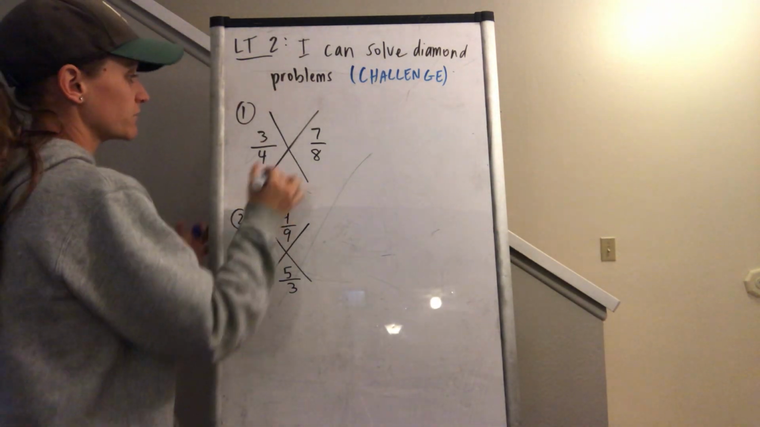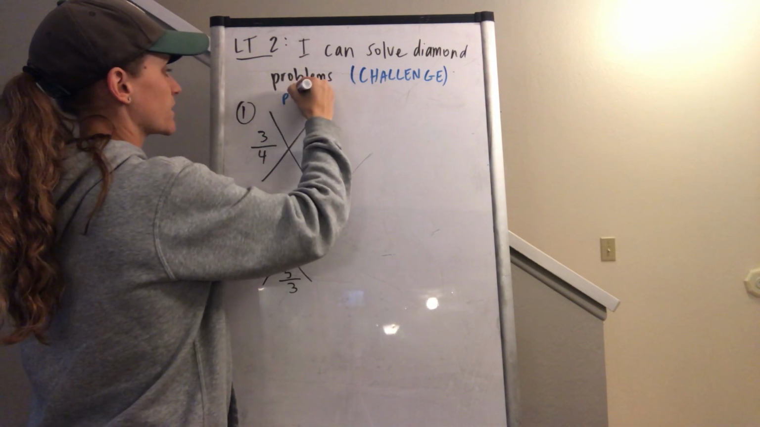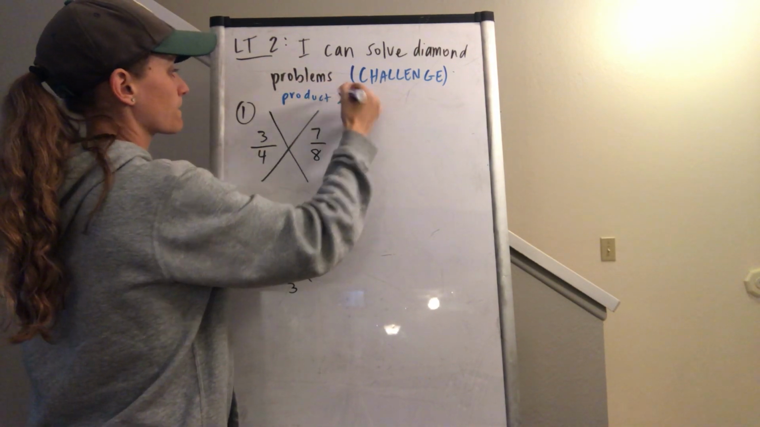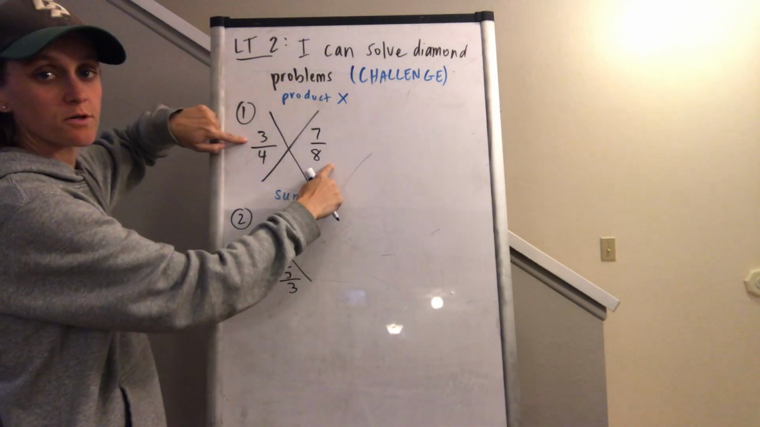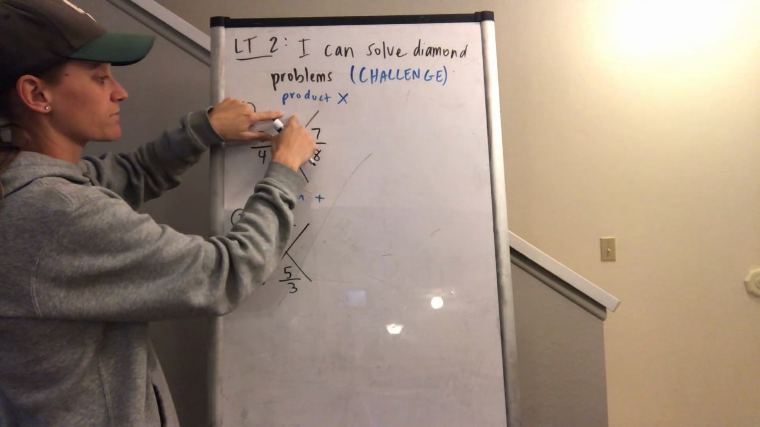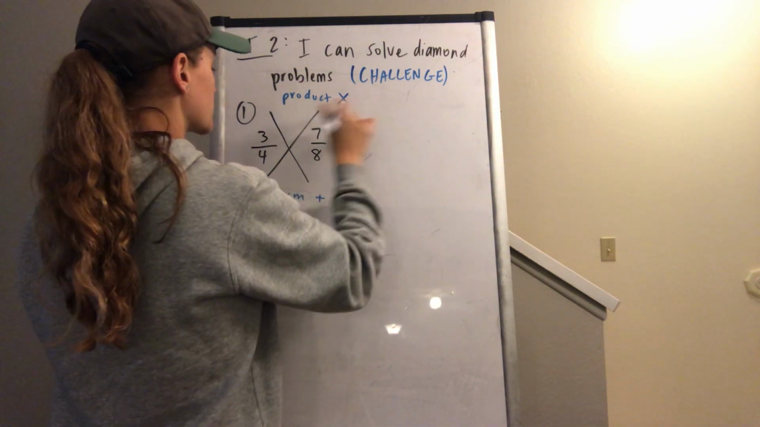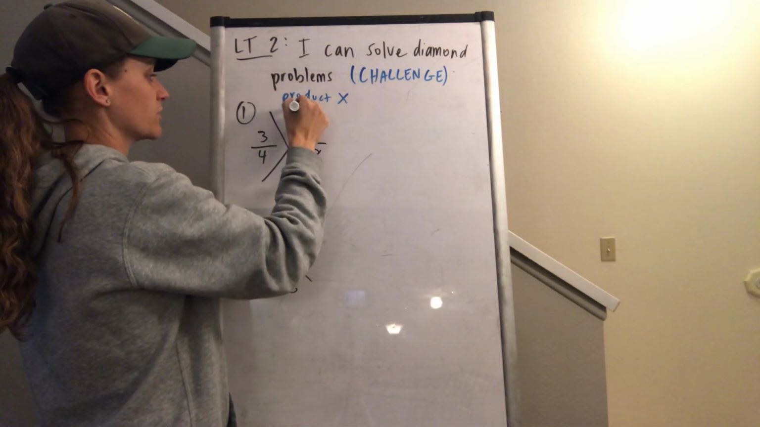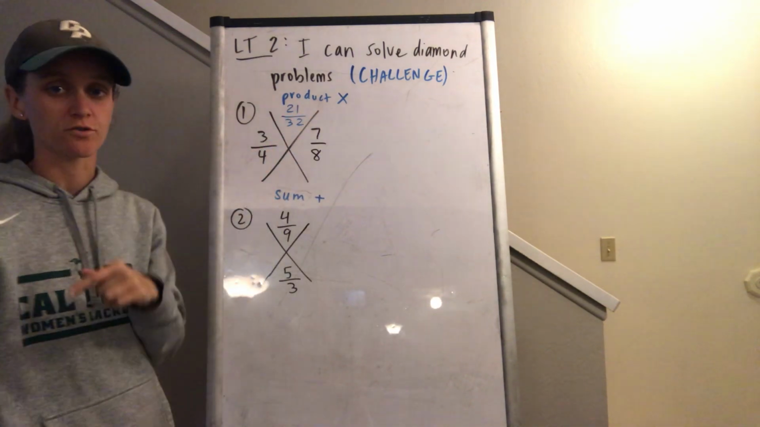Okay, so remember with diamond problems, you put the product on top, which means multiply, and then on the bottom is the sum, which means you're adding. So you want to take these two numbers, and if you add them, you should get the bottom number, and if you multiply them, you should get the top number. So remember when you multiply fractions, you're just going straight across. So 3 times 7 is 21, and 4 times 8 is 32. So that's all you have to do for the top.